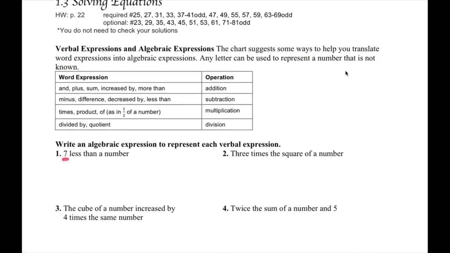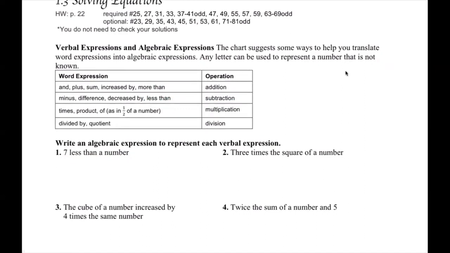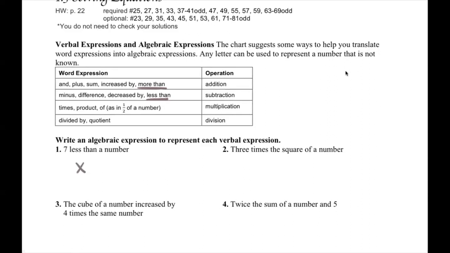So it says 7 less than a number. Now we know that less than is subtraction. However, you got to be a little careful when it comes to less than and more than. Sometimes students will write 7 minus x for 7 less than a number, and that actually is wrong. It's not in the right order. It actually should be x, being the number, minus 7.